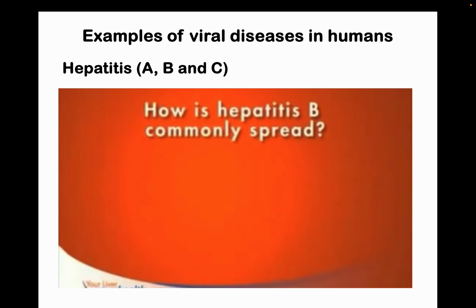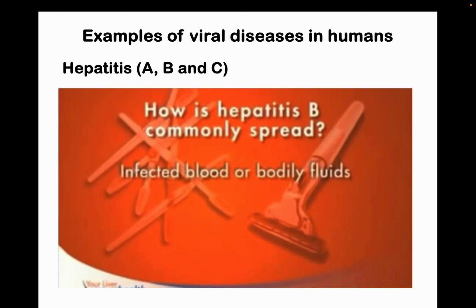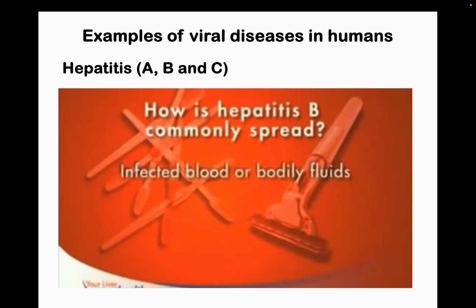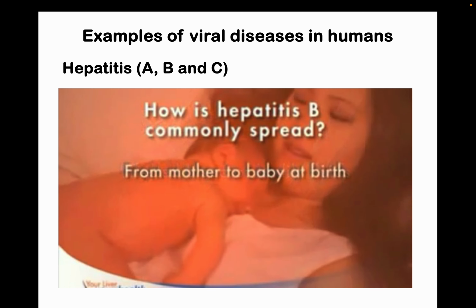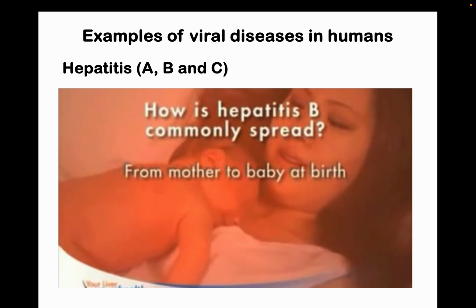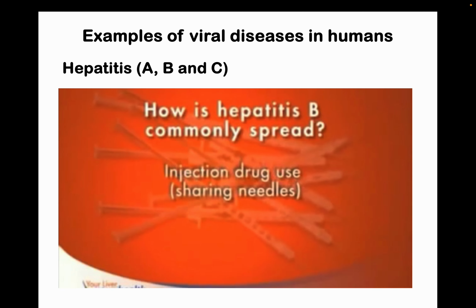Although chronic hepatitis B is the world's most common serious liver infection, you can't catch it like the common cold. The virus is spread through contact with infected blood or bodily fluids, such as what may happen if you share toothbrushes or razors. Many children are infected at birth by their mothers. Most typically, however, hepatitis B is spread through unprotected sex or injection drug use.